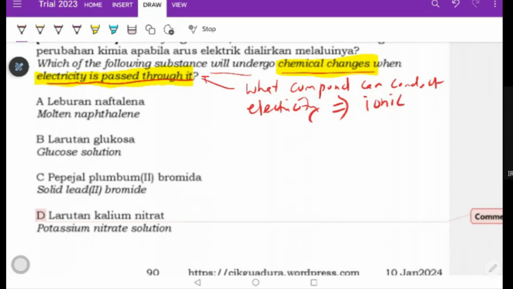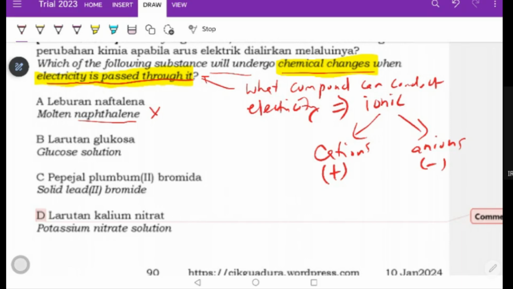So ionic compound, why? Because it has cations and anions. Positive ions, and this is negative ions. Free moving ions. Then which one is the answer here? Which one is ionic? Naphthalene is covalent, right? So out. Glucose, also covalent. Okay, lead(II) bromide. Lead(II) bromide is ionic, right?